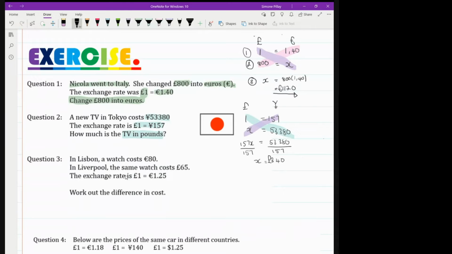Then we look at question 3. It says, in Lisbon, a watch costs 80 euros. In Liverpool, the same watch costs 65 pounds.